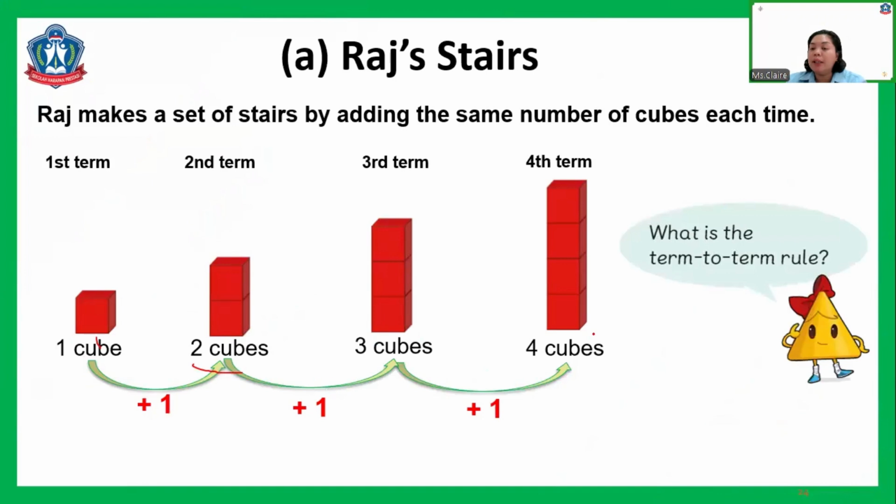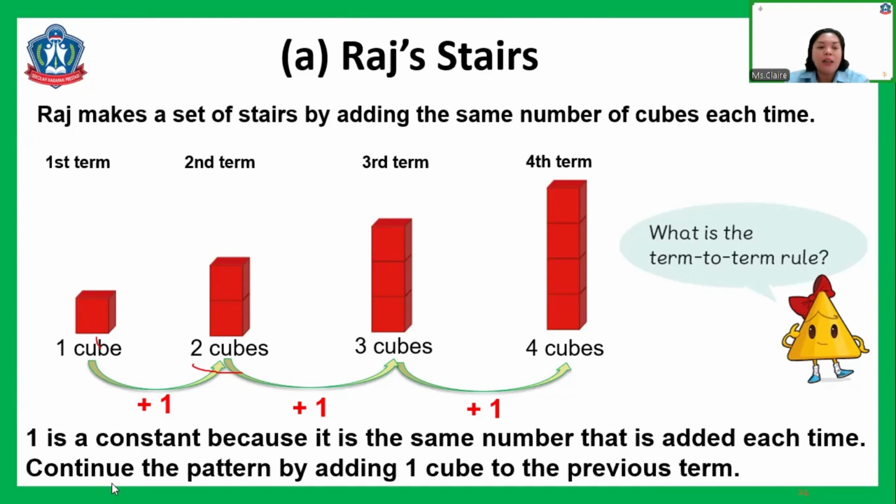So what is the term-to-term rule? You remember the term-to-term rule? From term 1 to term 2, just simply add 1 cube. Always add 1 from the previous. So for example, term 1 is 1, we simply add 1. Then we get 2. To 2, we add 1 more. So our term-to-term rule is add 1 each time. Okay. So 1 is a constant because it is the same number that's added each time.